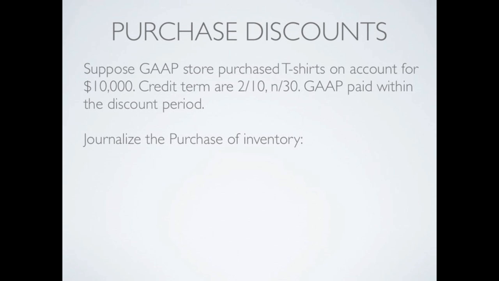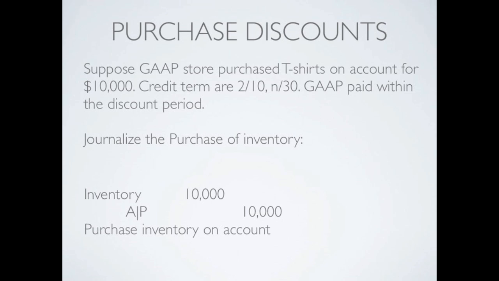When we purchase inventory, our inventory is increasing, and inventory is an asset, therefore we debit our inventory for the amount of $10,000 in this case. It also states that we're purchasing these t-shirts on account. So we owe the money, we'll pay it later. And that's a credit to accounts payable for the $10,000. And our description for this entry would be purchase inventory on account.